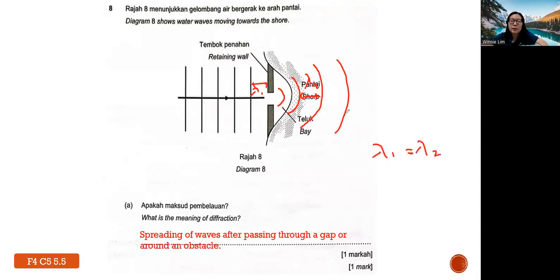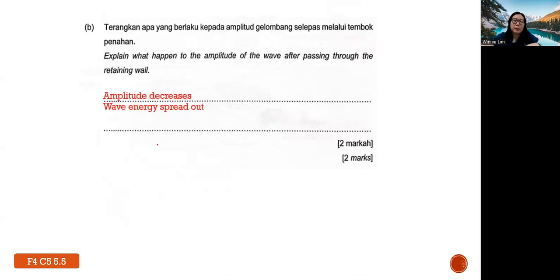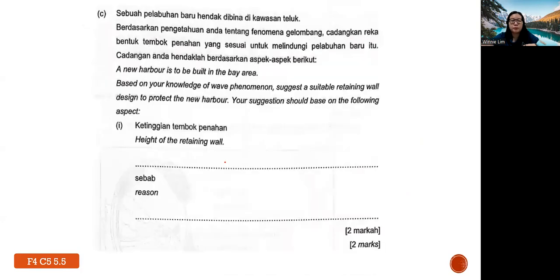So when the wave spreads, what happened to the energy level? The energy level will reduce. That's why if you were to park the boat inside, it will be safer. Now, since the energy level reduces, the amplitude also decreases. So how do you explain in terms of amplitude? First, you say decreases. Why? The wave energy spreads out.